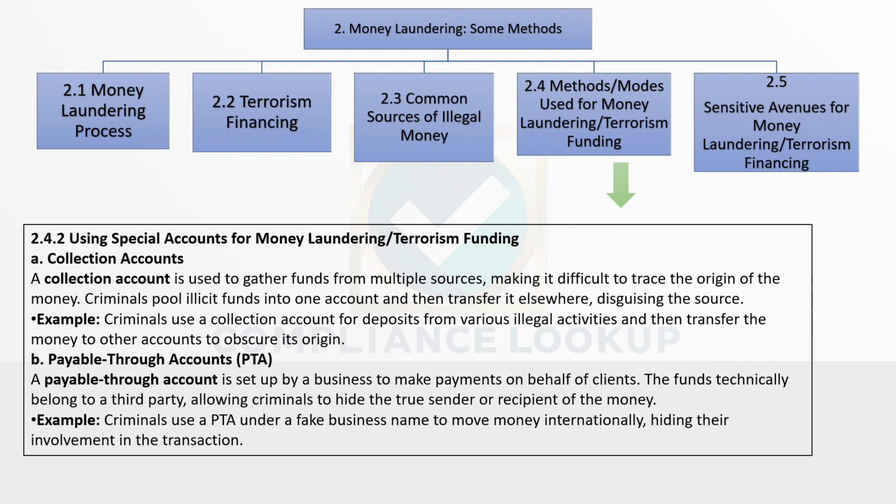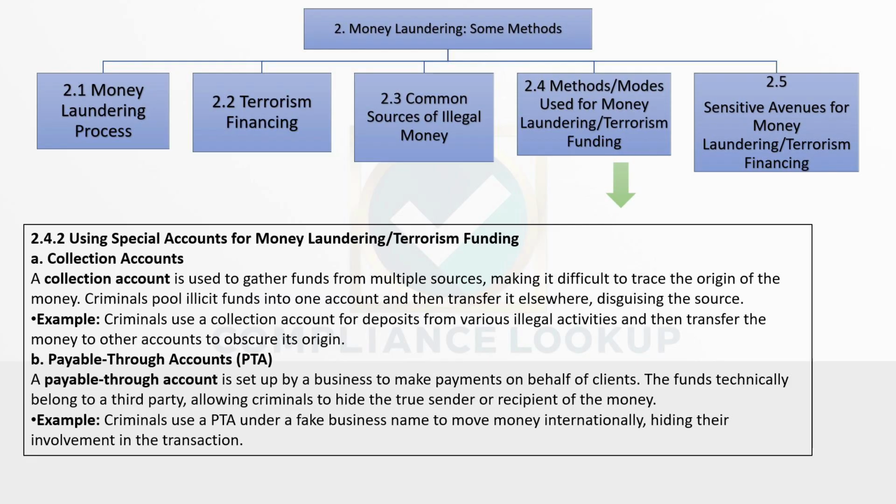Criminals use these accounts to gather funds from illegal activities and then transfer the money to other accounts, making it look legitimate. By combining money from different sources, they obscure the origins of the funds and make it harder for authorities to track the illicit money back to its original source.